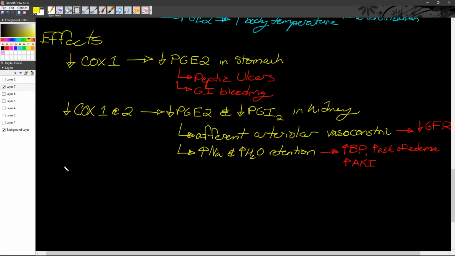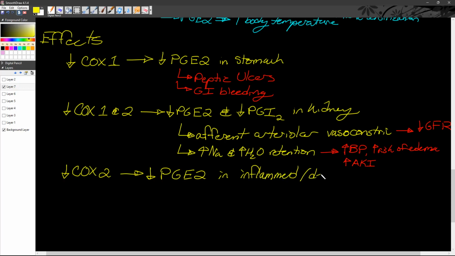When we look at the effects of decreasing COX-2, there we go, a decrease in PGE2 in inflamed, damaged tissue, this is where we start to see the beneficial effects.